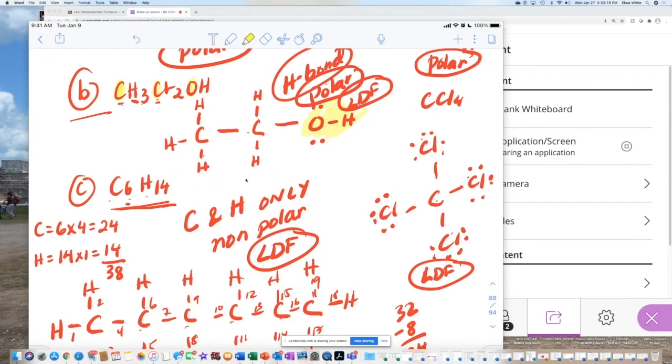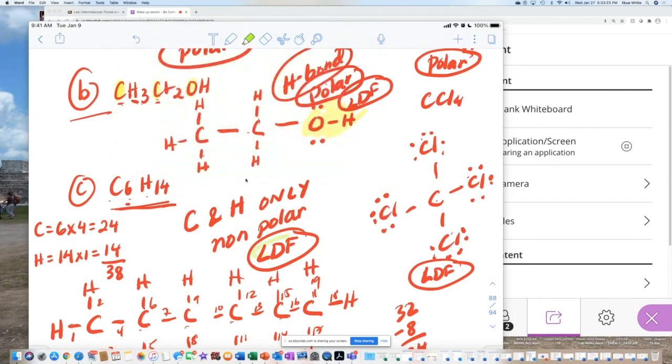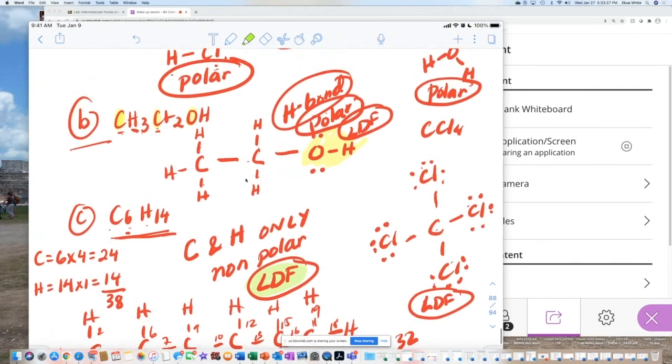What does this last one go with? This last one that has LDF only. Which solvent does it go with? Does it go with water or does it go with CCl4? They have to be alike. Yes. Okay, so LDF goes with LDF.